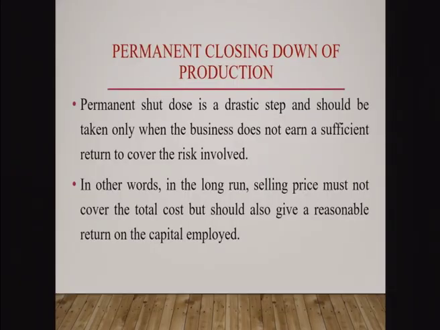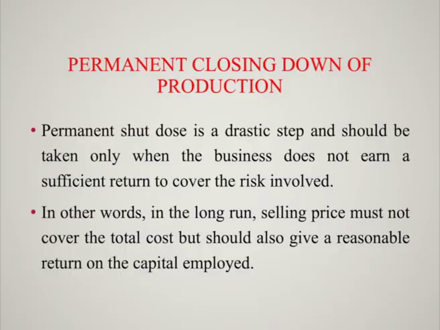And the next one is the permanent closing down of production. So, here we are going to shut down the plant permanently, the production of the product also permanently. The permanent shutdown is a drastic step and should be taken only when the business does not earn sufficient return to cover the risk involved. In other words, in the long term the selling price must not only cover the total cost, but should also give a reasonable return for the capital employed. So, this is the second situation.